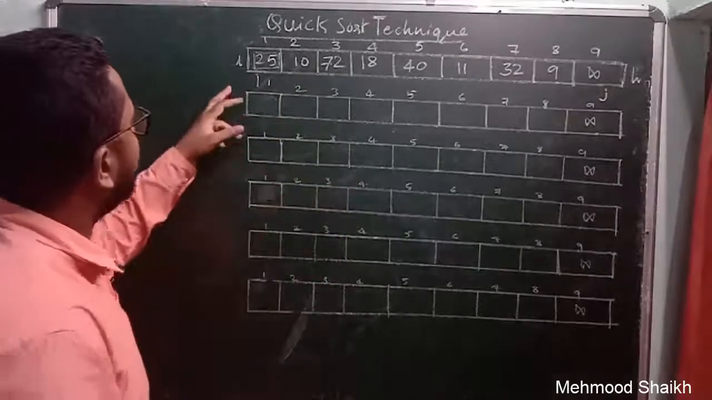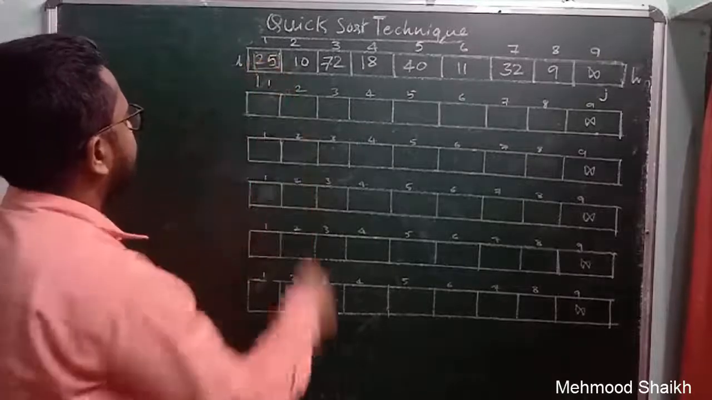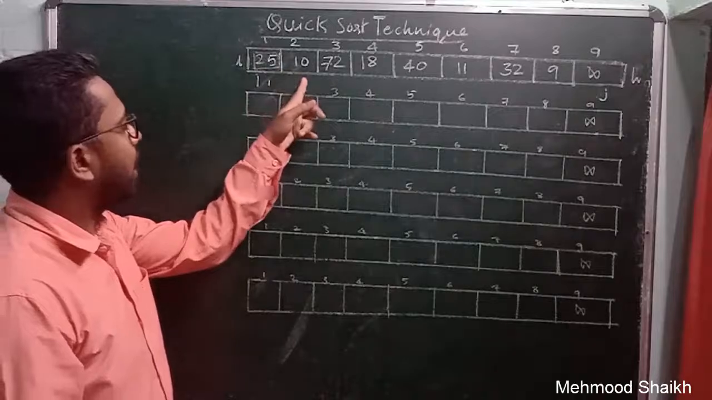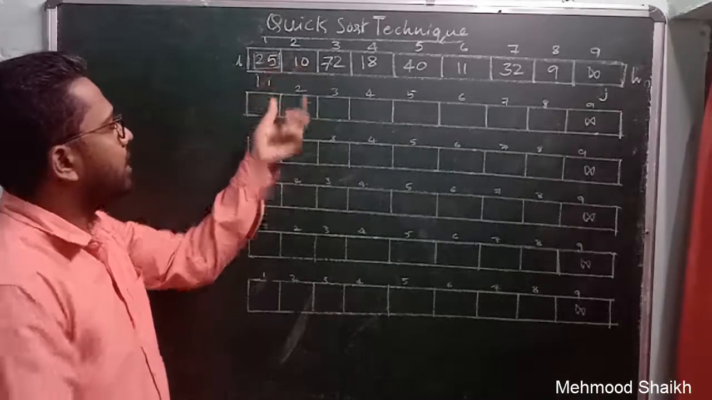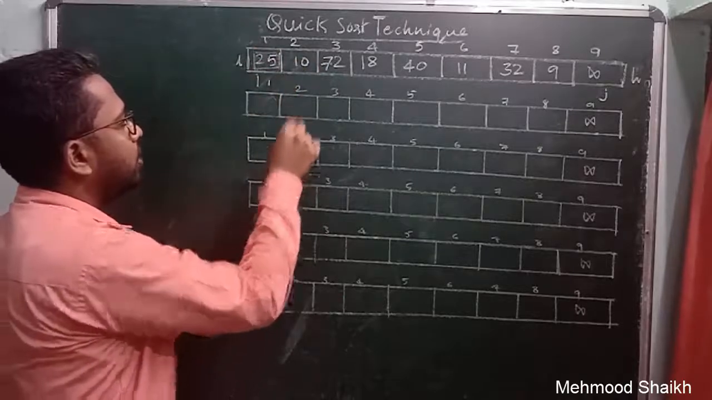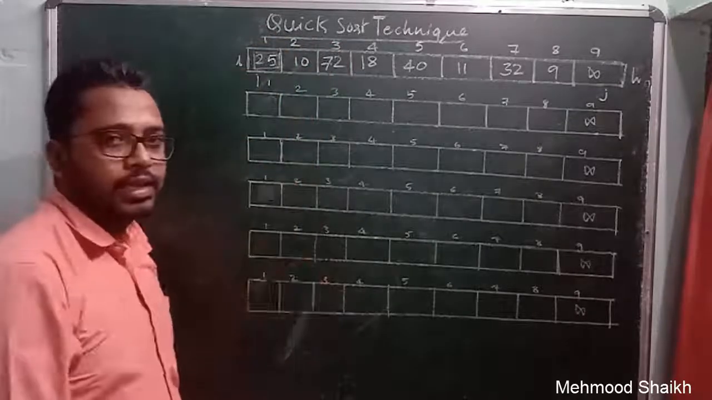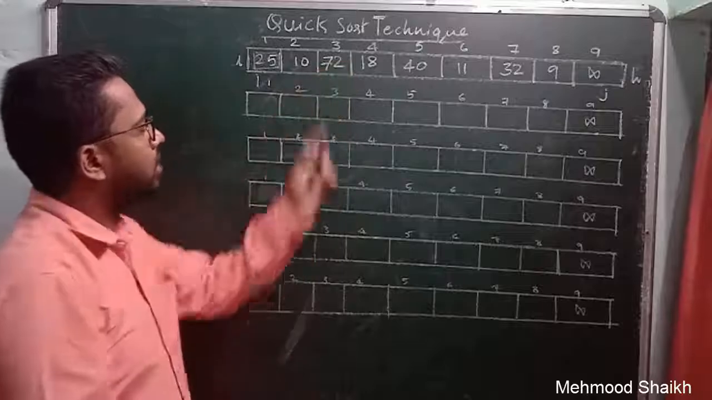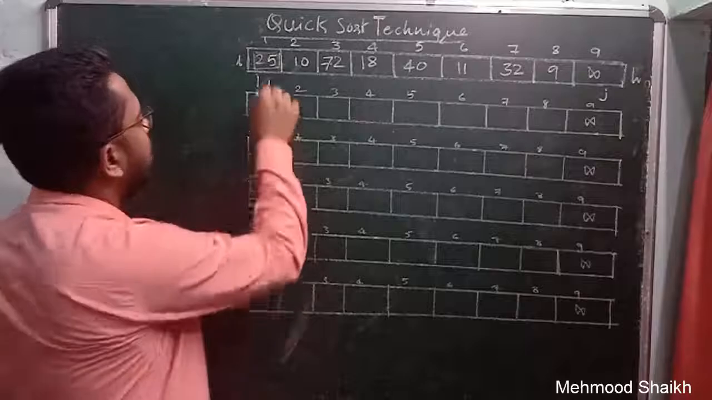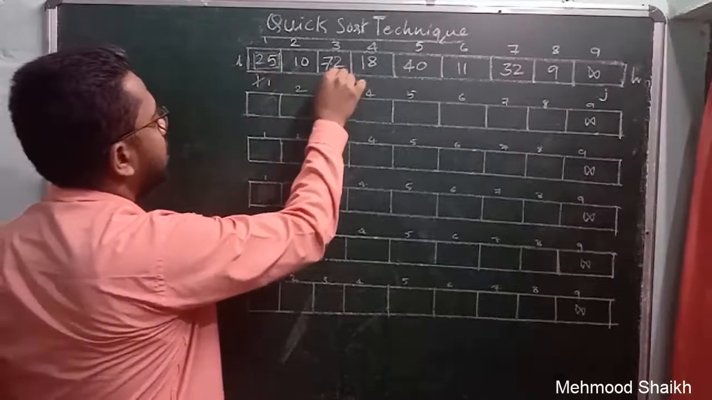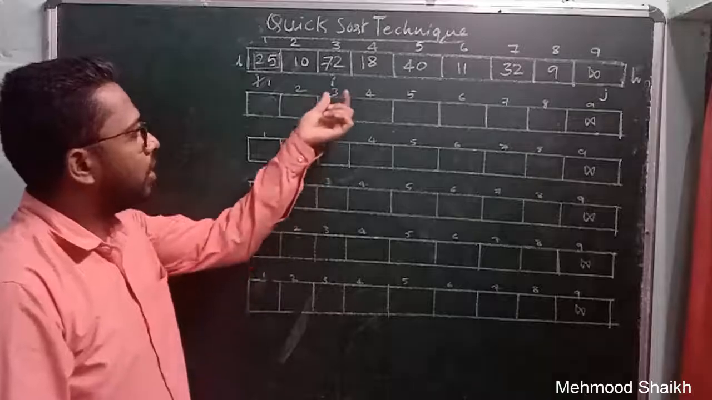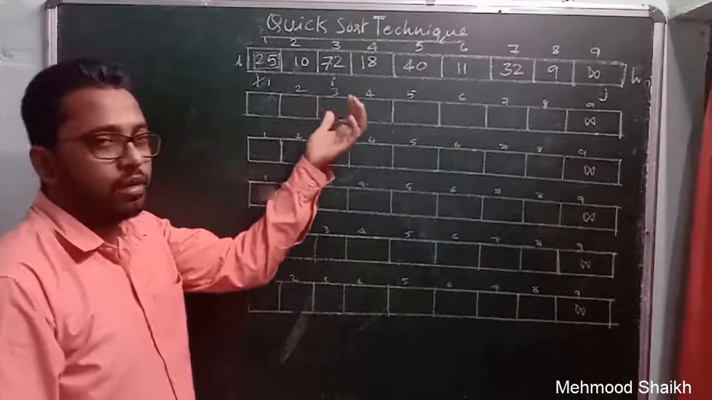First I have marked this first index as I. So I will check, is there any element on the right side of I which is greater than the pivot element. There is an element 10, but 10 is not greater than the pivot element. So I will check the next index. We have 72 in the third index, and that 72 is greater than the pivot element. So I will mark 72 as I. Now I have found the greater element on the left side of the problem.